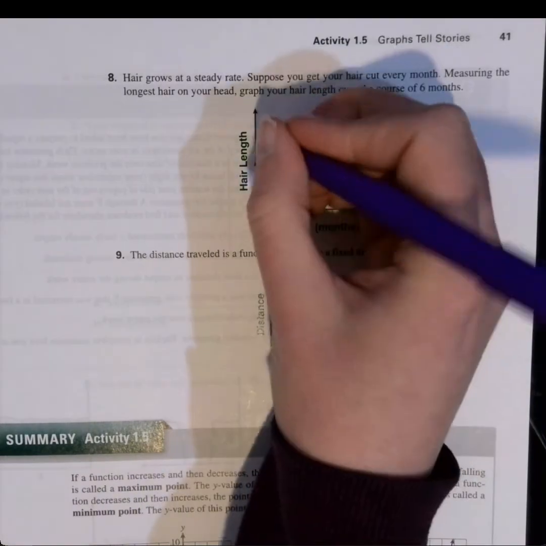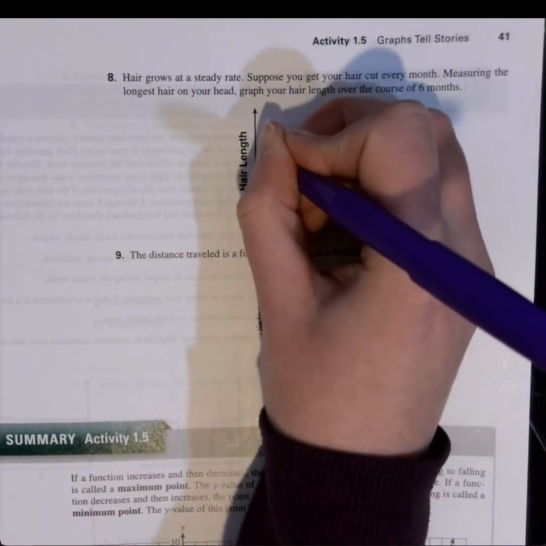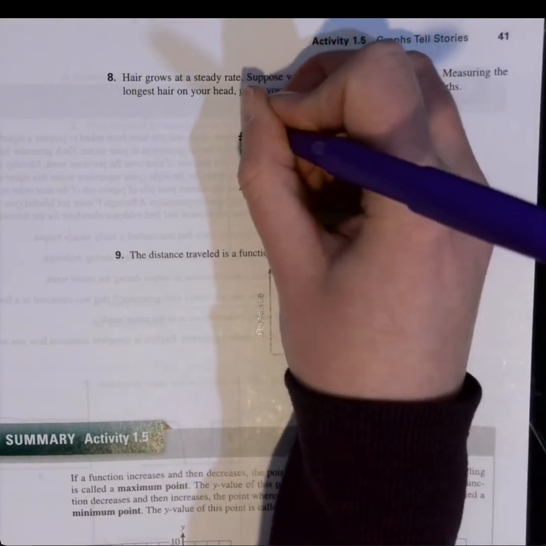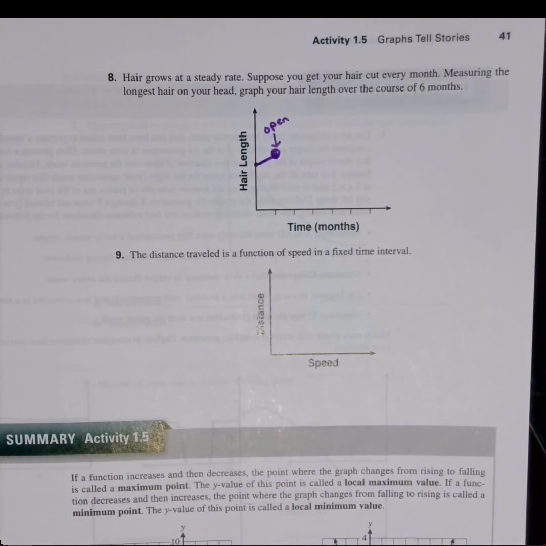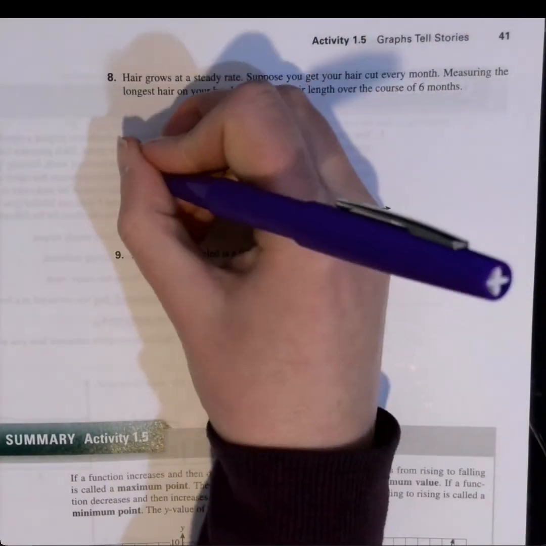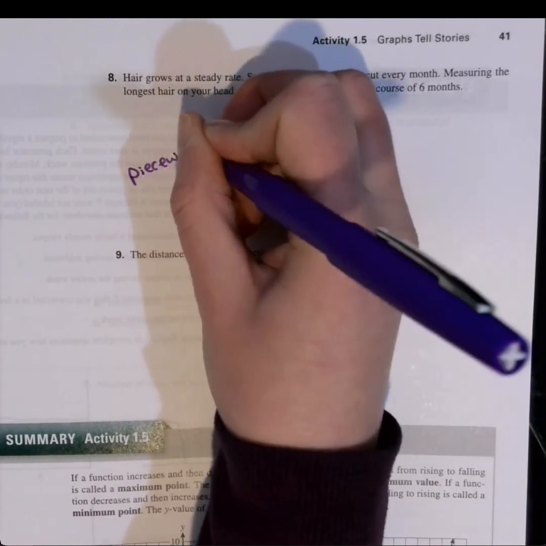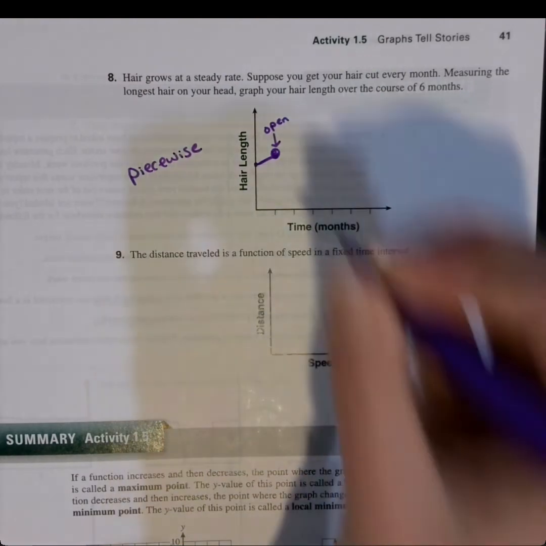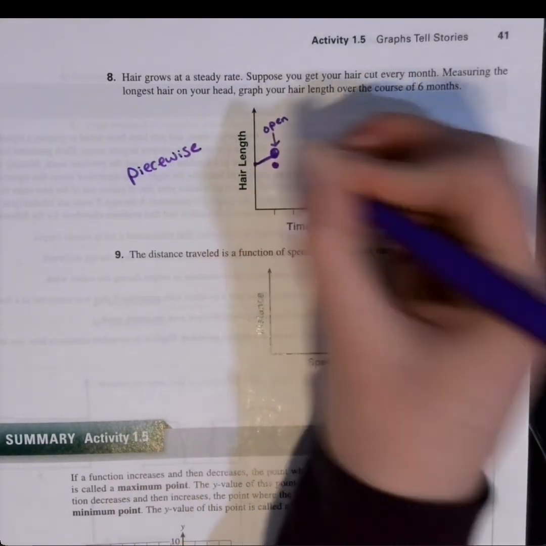Then this is the day I get it cut. I'm trying to make it larger. This is supposed to be open. I'm going to write the word open just because my pen was a little too thick to make it look open. It kind of looks like it's filled in. It's supposed to be an open circle, like my piecewise function earlier with the hourly wage. This is also going to be piecewise. When I get it cut, I get it cut back to that same length it was. That's where it's going to have the closed circle.